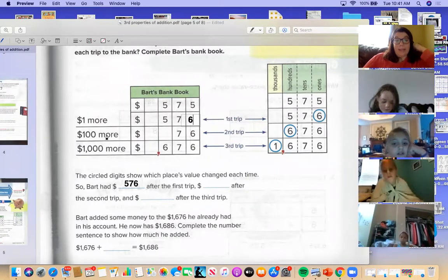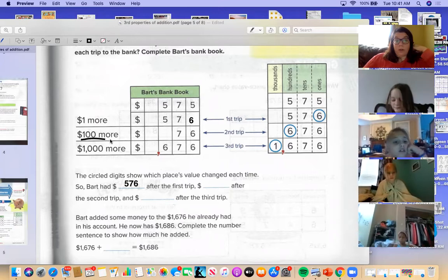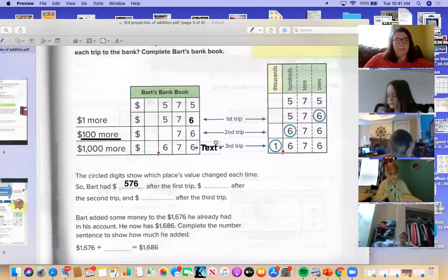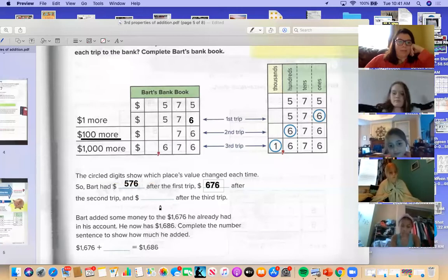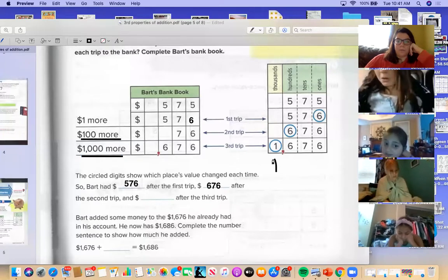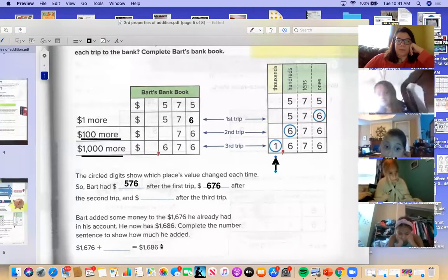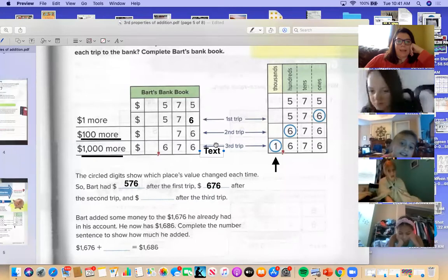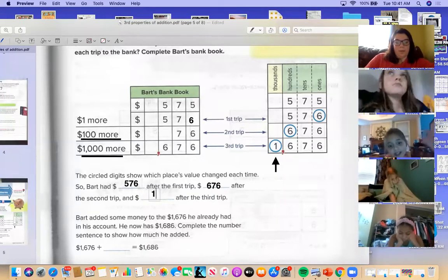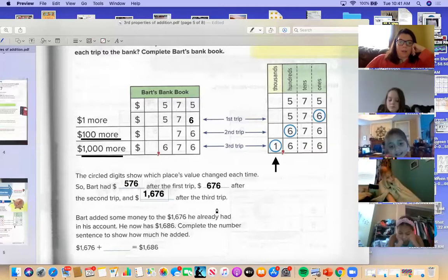And it looks like the second trip they added $100 more. So he had $676 after the second trip. And on the third trip, they added $1,000 more. So one more in the thousands place means that now he has $1,676 after the third trip.